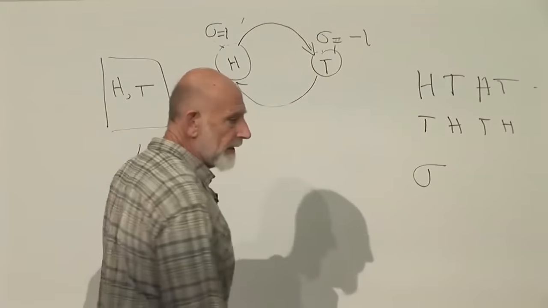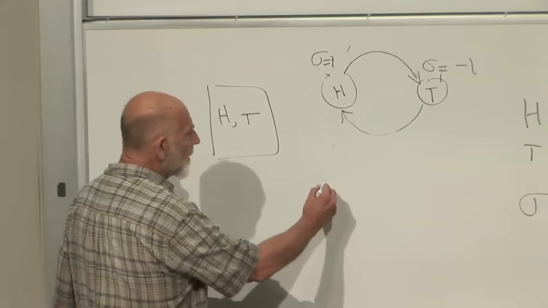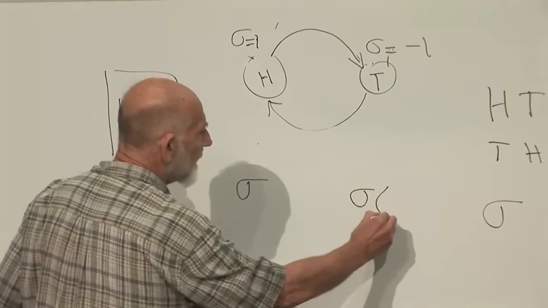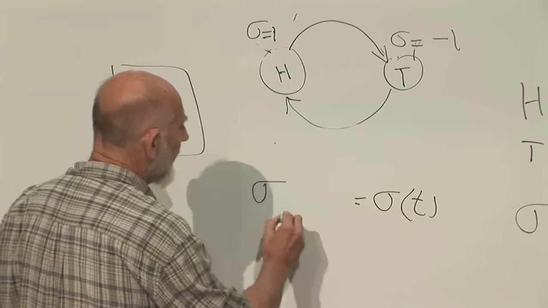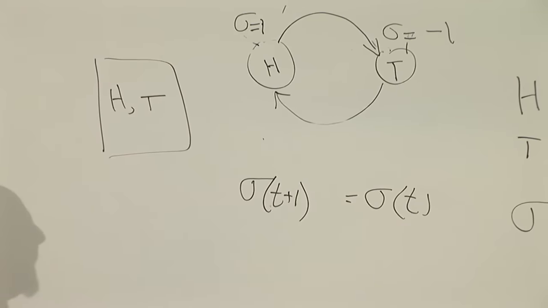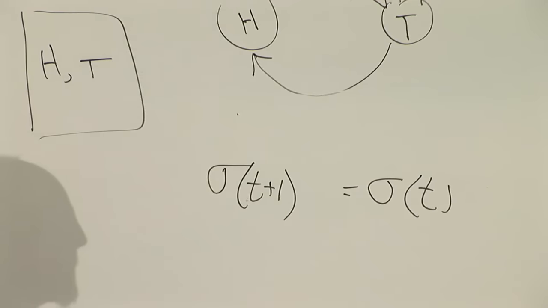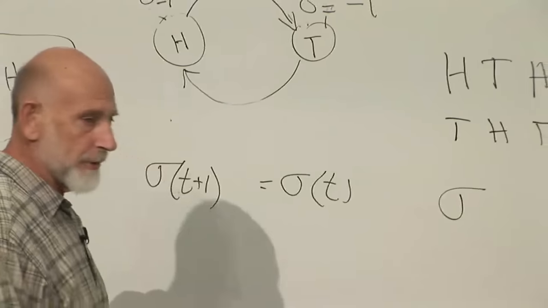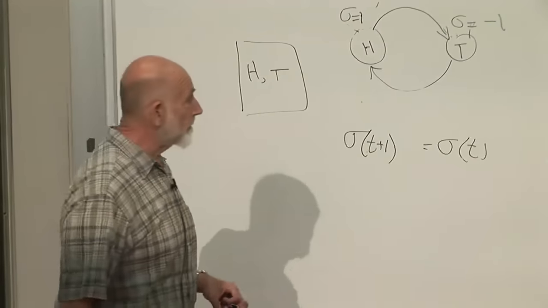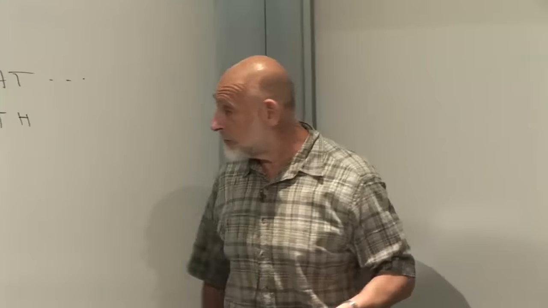So let's see if we can write an equation for the most boring law in the world. What it says is that whatever sigma is at a given time, sigma at time t, at the next instant, t plus 1, it will be equal to whatever it was at the instant t. This is just a law that says that the spin, or the coin, doesn't flip. It just stays the same. Whatever it is at one time, it will be the same at the next time. So that's the simple law: heads, heads, heads, heads, heads, or tails, tails, tails, tails, tails.